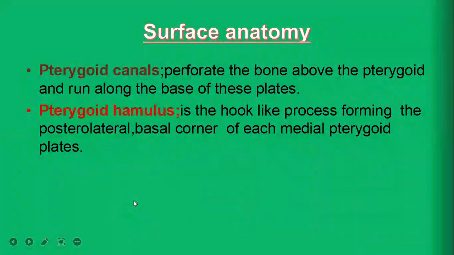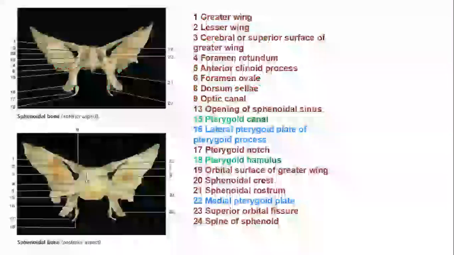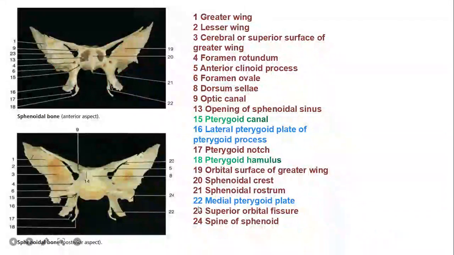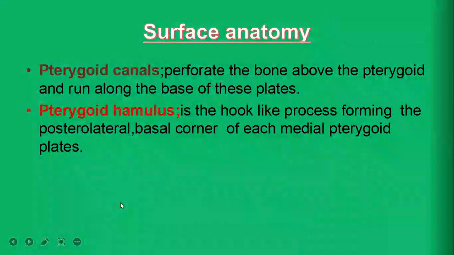We have the pterygoid canals. They perforate the bone above the pterygoid and run along the base of these plates. And then we have the pterygoid hamulus. You can go back and check on that. The pterygoid hamulus is the hook-like process forming the posterolateral dorsal corner of the medial pterygoid plate.